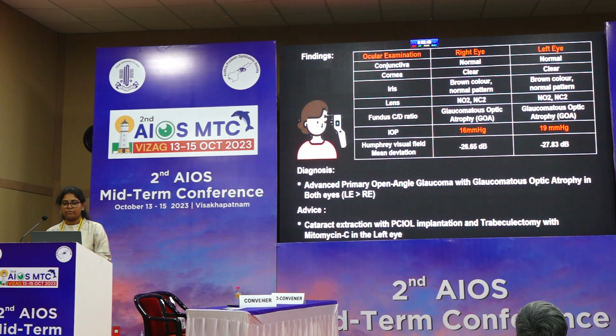His IOP was measuring about 16 millimeters in right eye and 19 millimeters in left eye with Goldmann applanation tonometry. His visual field shows a mean deviation of minus 26.65 in right eye and minus 27.83 in left eye. So we arrived at a diagnosis of advanced primary open-angle glaucoma with glaucomatous optic atrophy in both eyes, where the left eye shows more severity when compared to the right eye. So we advised a cataract extraction with PCIOL implantation and trabeculectomy with mitomycin C in the left eye.